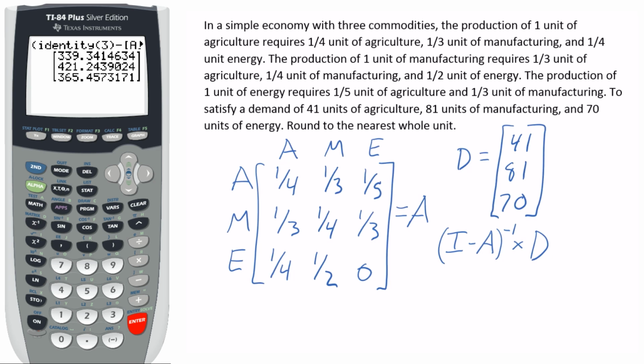And so we get our answer, which tells us how much must be produced to have left over the demand that we want. So rounding to the nearest whole unit, we would need 339 units of agriculture, 421 units of manufacturing, and 365 units of energy. And if that much is produced, then what we would have left over is 41 units of agriculture, 81 units of manufacturing, and 70 units of energy.